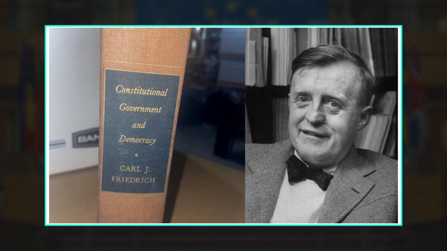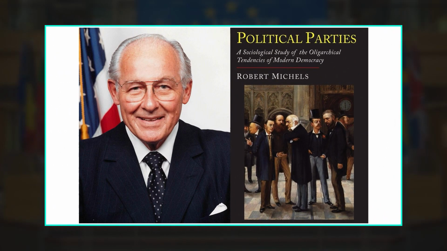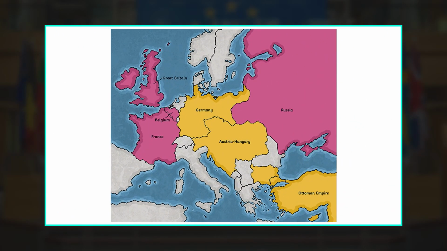Friedrich's Constitutional Government and Democracy, published in 1937, and Robert Mitchell's Political Parties, 1915. These studies, however, were largely concerned with the comparative study of institutions, the distribution of power, and the relationship between different layers of government. These studies were Eurocentric, that is, confined to the study of institutions, governments and regime types in the European countries like Britain, France, Germany and so on.